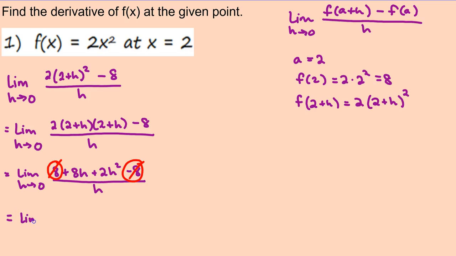So that leaves us with two terms in our numerator that both are a multiple of h. So we can factor h out of both terms, and that gives us h times the quantity 8 plus 2h over h. Now we can cancel the h from the top and the bottom.